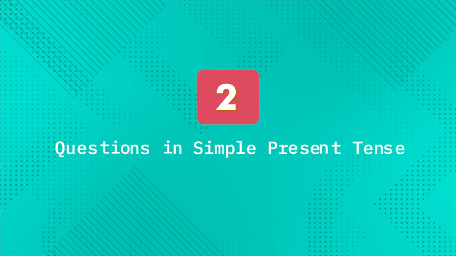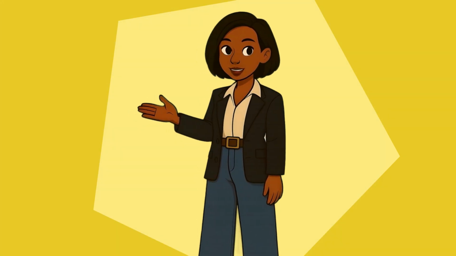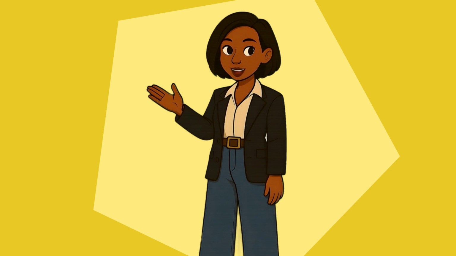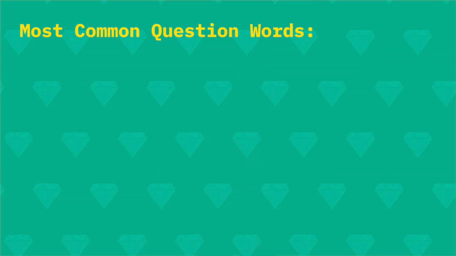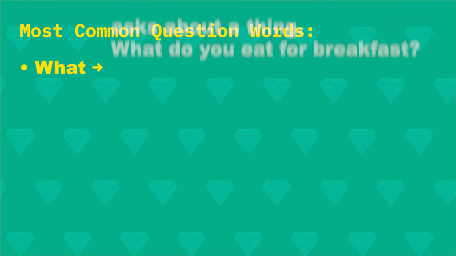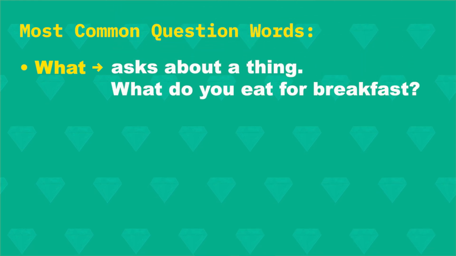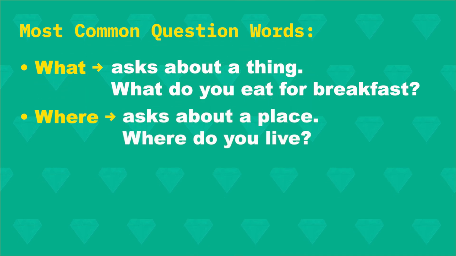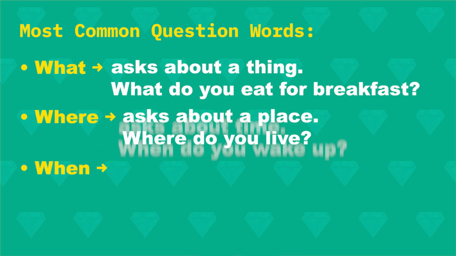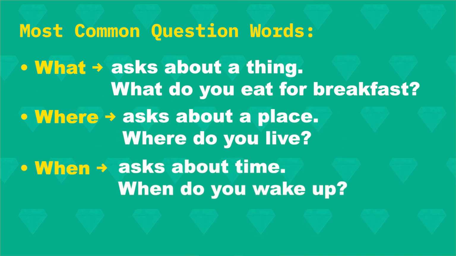Now, how do we ask questions in the simple present? That's where question words come in. Here are the most common ones. What asks about a thing. What do you eat for breakfast? Where asks about a place. Where do you live? When asks about time. When do you wake up?